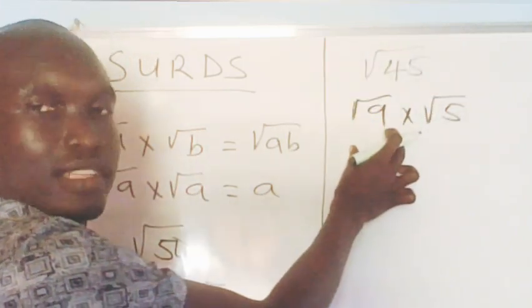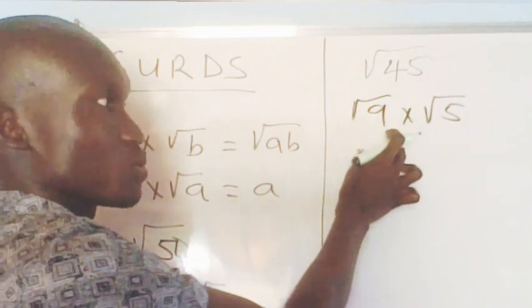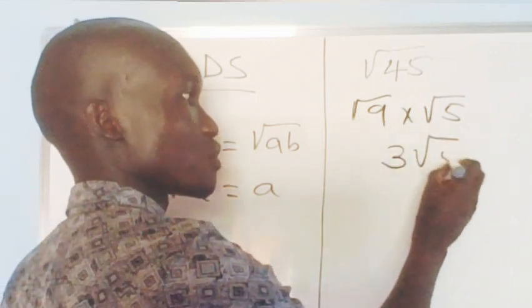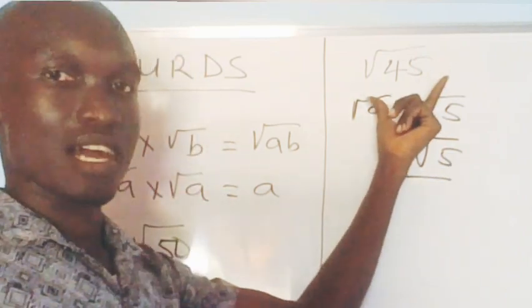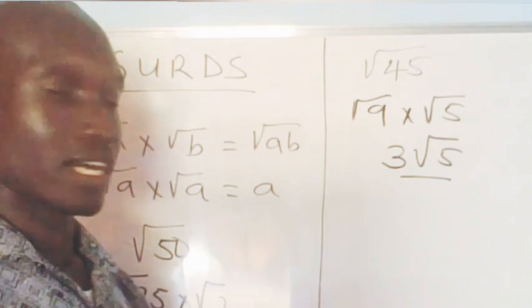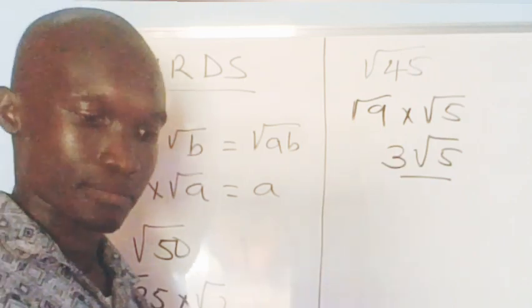Now we can find the square root of 9, which is 3. 3 times root of 5 will be 3 root 5. So root 45 expressed as a surd will be 3 root 5.